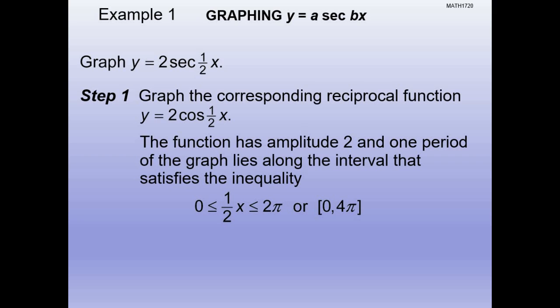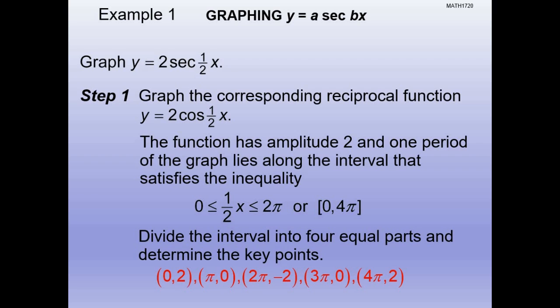So when we do this, 0 is less than or equal to 1/2 x, x will be 0, and then we do 1/2 x is less than or equal to 2 pi, solving for x, we get 4 pi. So this graph is going to go from 0 to 4 pi. Then we have to find the key interval points.